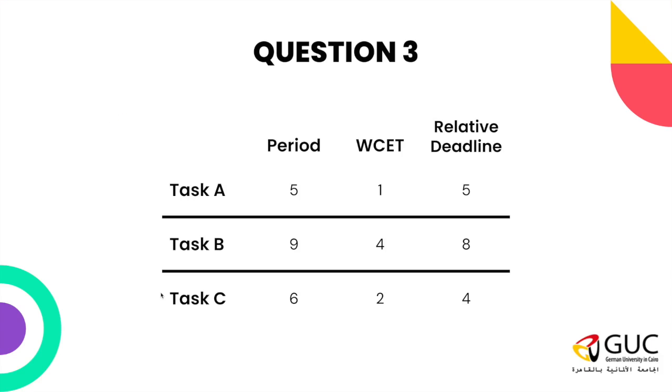If we go back, let's actually determine the tasks and their priorities. We have task A, task B, and task C. And the priorities are given according to the period, not the relative deadline. Take care. Okay? The priorities are given according to the period. The task with the shortest period will have the highest priority. Here we have task A, which has the shortest period. It has a period of 5 compared to task B, which has a period of 9, and task C, which has a period of 6.